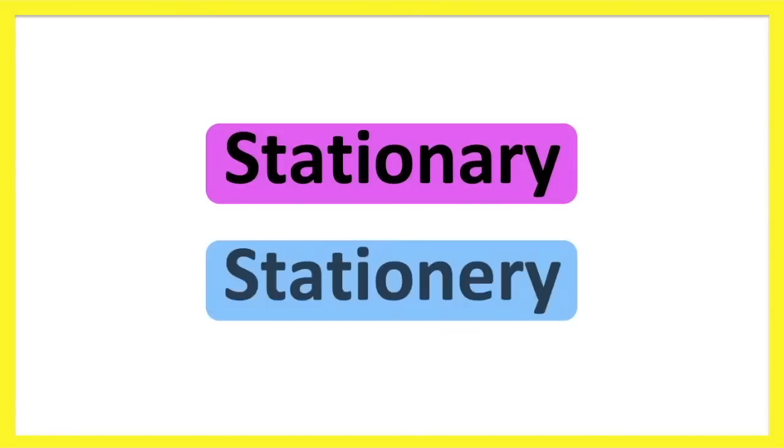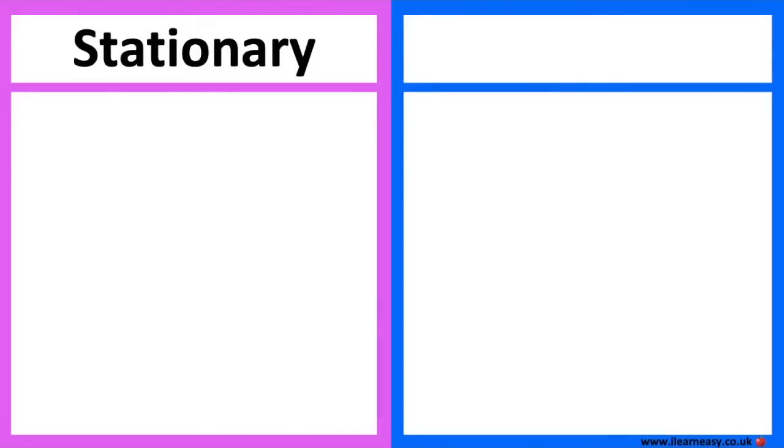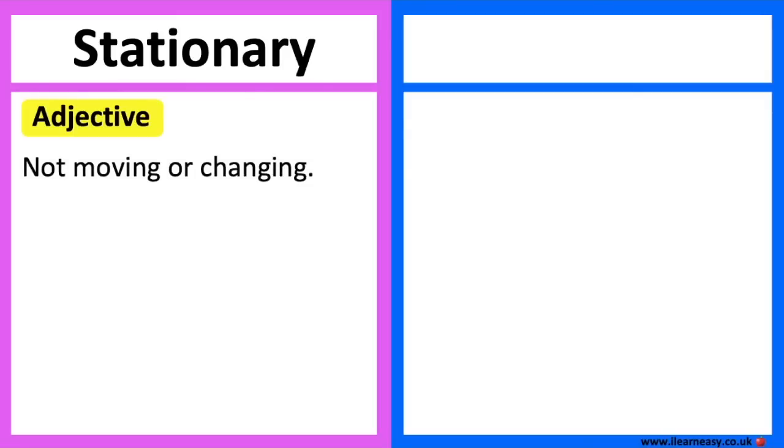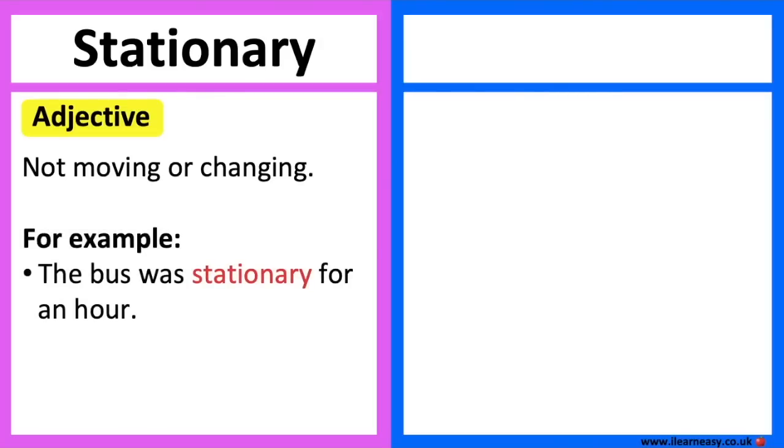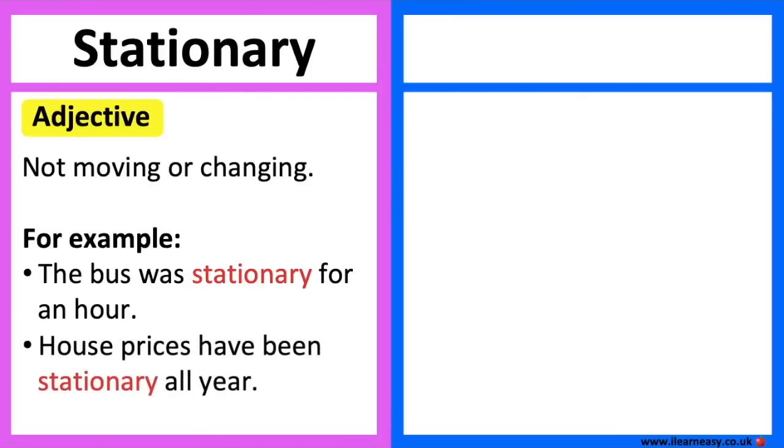Stationary, stationery. Both words have the same pronunciation, however, they have different spellings and different meanings. Stationary is an adjective. It means not moving or changing. For example, the bus was stationary for an hour. So this means the bus wasn't moving for an hour. House prices have been stationary all year. So this means that house prices haven't changed all year.